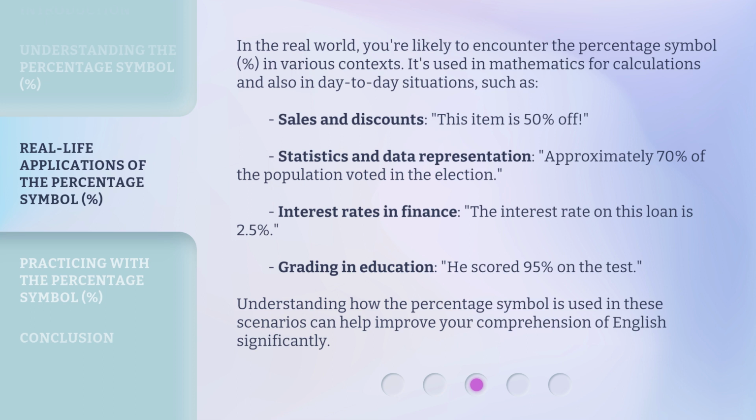Statistics and data representation: approximately 70% of the population voted in the election. Interest rates in finance: the interest rate on this loan is 2.5%. Grading in education: he scored 95% on the test. Understanding how the percentage symbol is used in these scenarios can help improve your comprehension of English significantly.